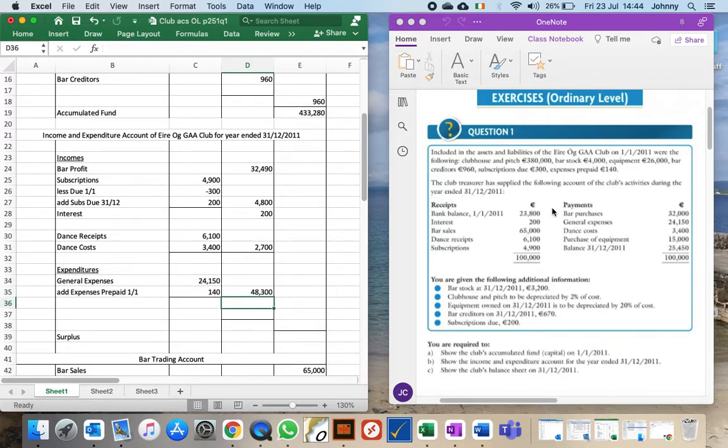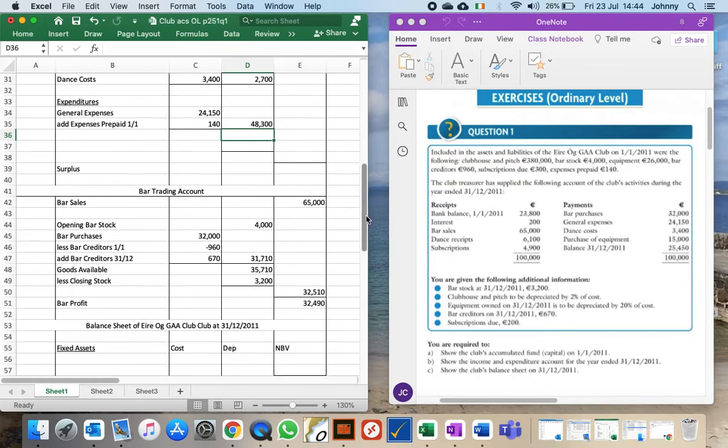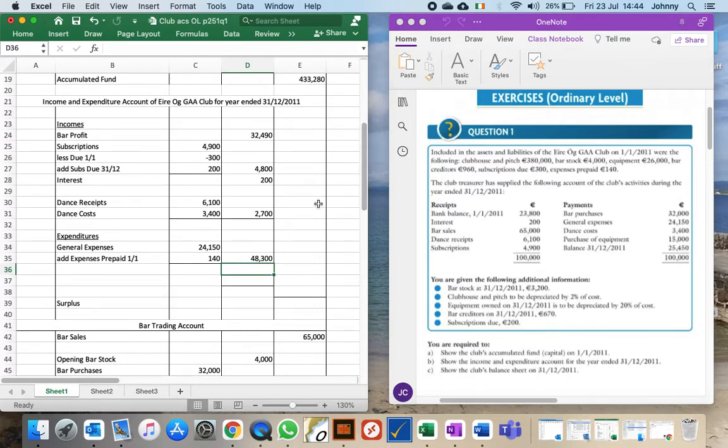Now, just getting back to bar purchases, why am I not putting bar purchases in here as an expense? Well, it's because I've already handled bar purchases in here when I was trying to calculate my bar profit. Okay, so that's why it doesn't go in. Any number I've already handled doesn't go in for a second time. Dance costs, again, I've already dealt with. I put that up there as a minus in the incomes.